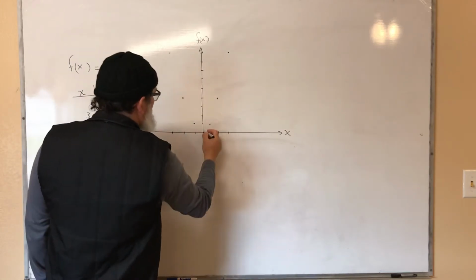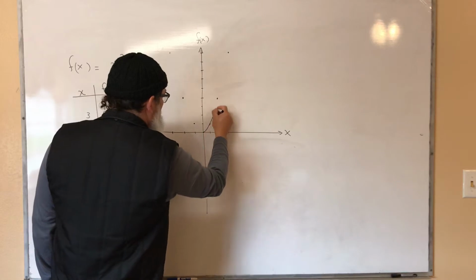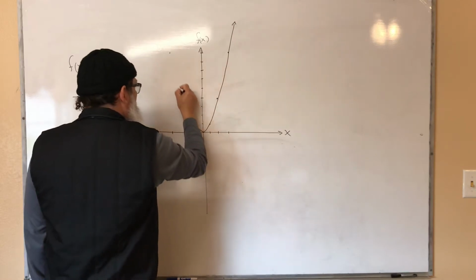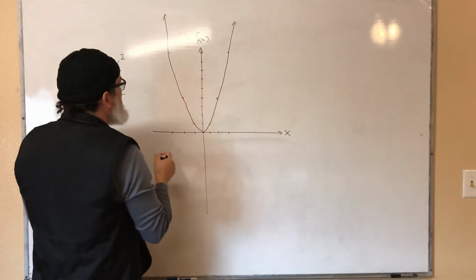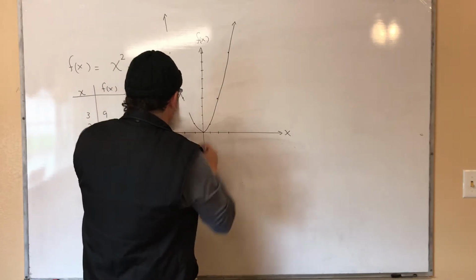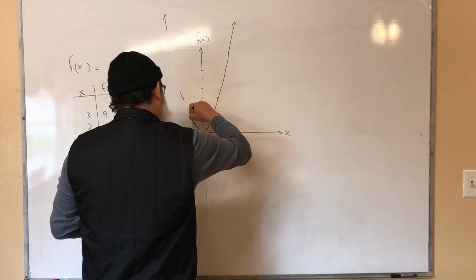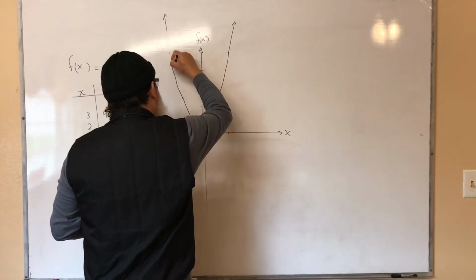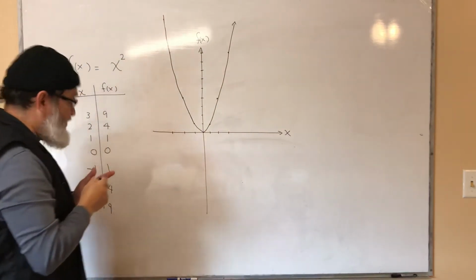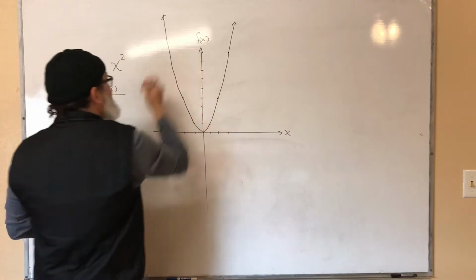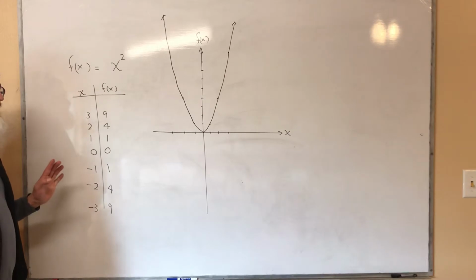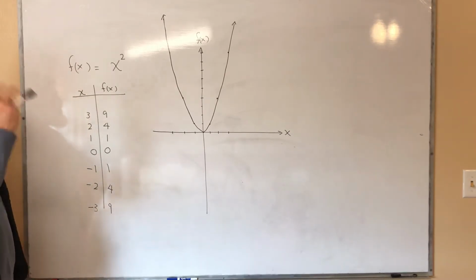Approximately there. And so. Whoa. Okay, let me fix this a little bit. Came out crooked. There we go. Better. Okay. So this is a polynomial function of degree 2.